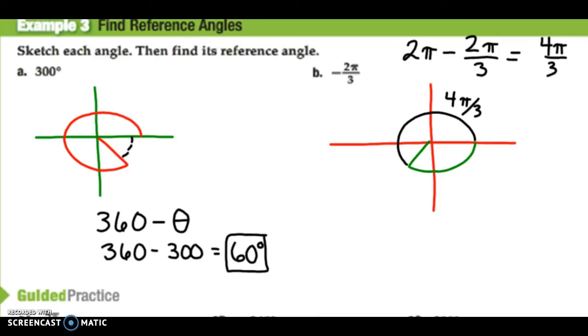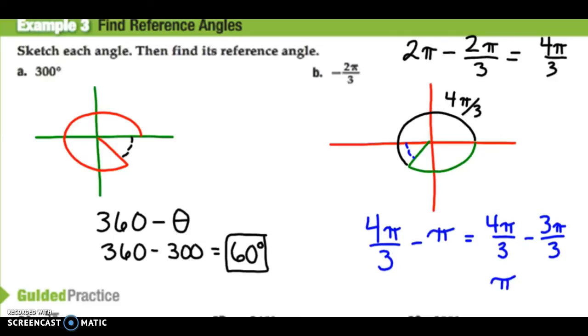So my reference angle then ends up being this angle right here. We said it comes from pi. So what we have to do is 4 pi over 3 minus pi. So 4 pi over 3, and we subtract pi from it. So again, that's the same as 4 pi over 3 minus 3 pi over 3, and I end up getting pi over 3 is my reference angle. So that's right here, pi over 3.